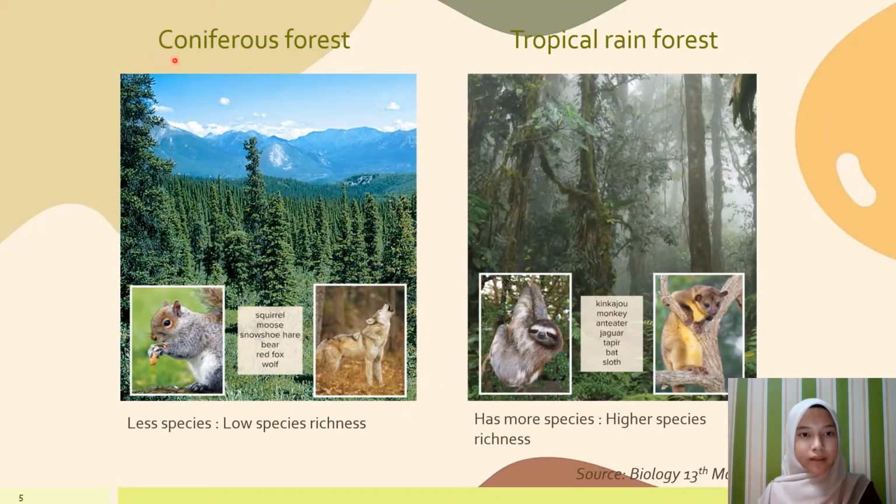Okay, this is another example for species richness. As you can see, in coniferous forest, there are 6 types of animals. However, in tropical rainforest, there are 7 types of animals. So we can say that tropical rainforest has higher species richness than coniferous forest.